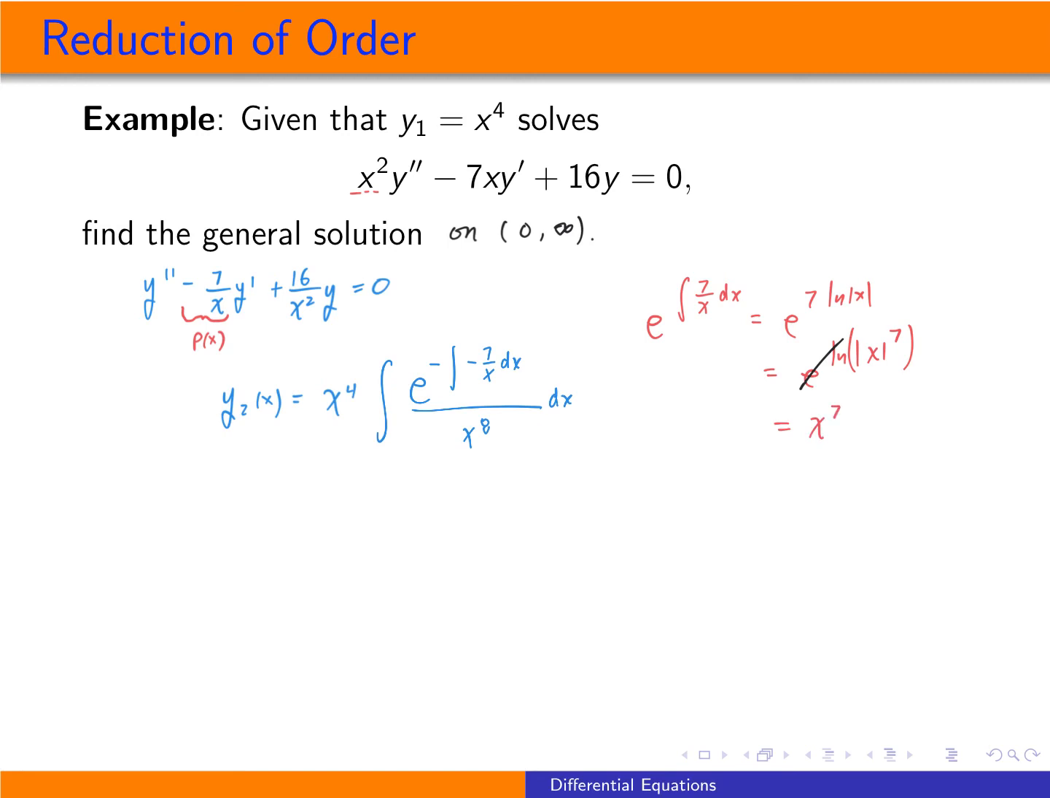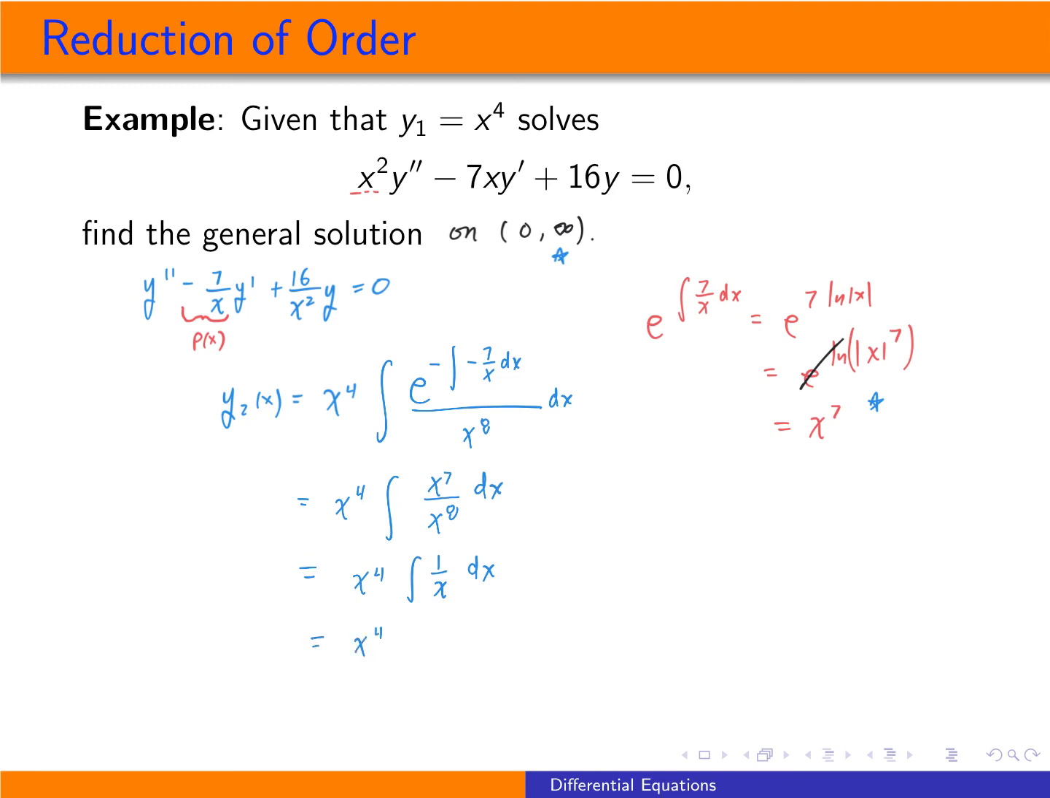And I'll just put a small note here, since we're looking for a solution on the interval from 0 to infinity, I just went ahead and dropped those absolute values. And this gives us something much simpler looking to the left. Substituting that in, this now looks a whole lot better. So we would have x to the fourth times the antiderivative of 1 over x, and now this is something we can handle quite easily.